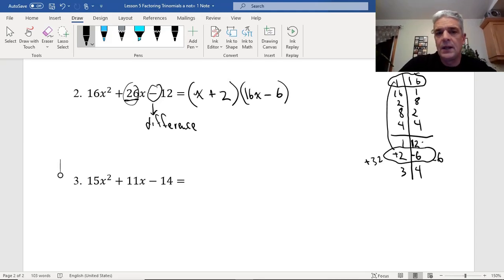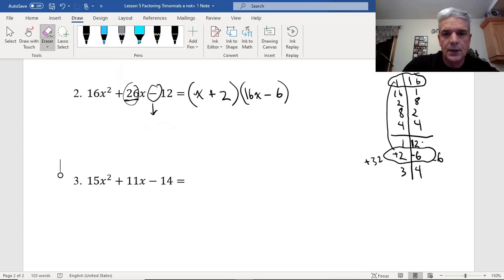Now, if you're really clever, you might notice something here, and I'm going to just erase this, but you might notice that the 16 minus 6 can be factored further because there's a 2 that can be factored out of both of them. So you can end up with putting the 2 out front.